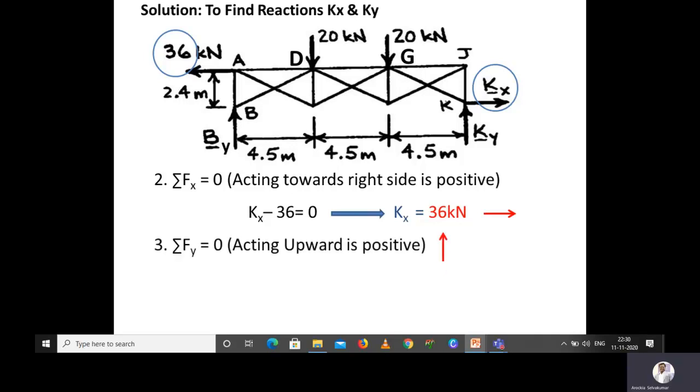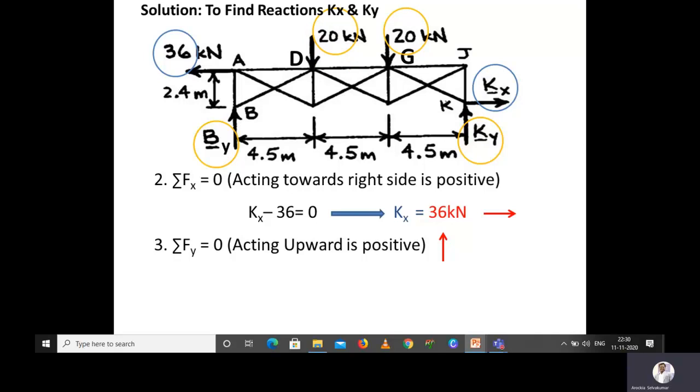So next one, to calculate the reaction at K point, that is Ky, we are substituting the next equilibrium equation, that is summation of forces along vertical, that is y direction, is equal to 0. That is, we are assuming acting upward as positive. So you know we are having the reaction Ky, which is acting upwards, and then we are having a reaction at B, that is By, that is also acting upwards, and then the external force 20 kilonewton is acting towards down, and another 20 kilonewton which is acting at point D is also acting towards down.